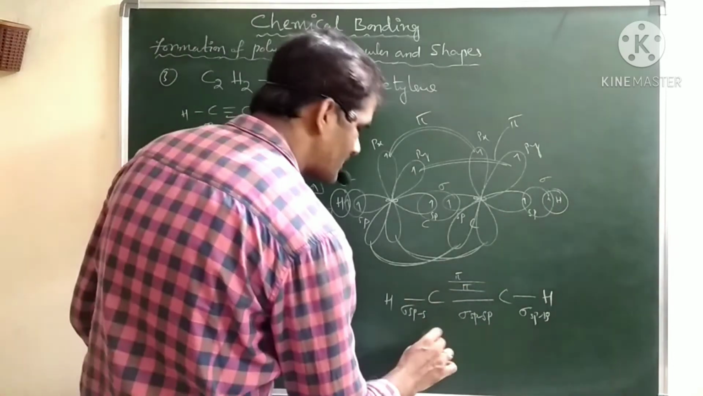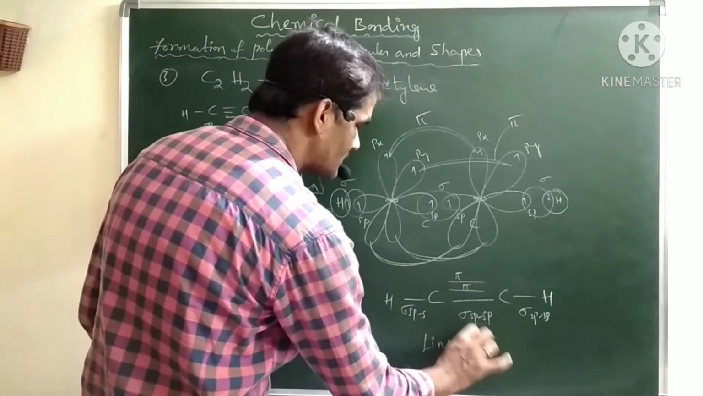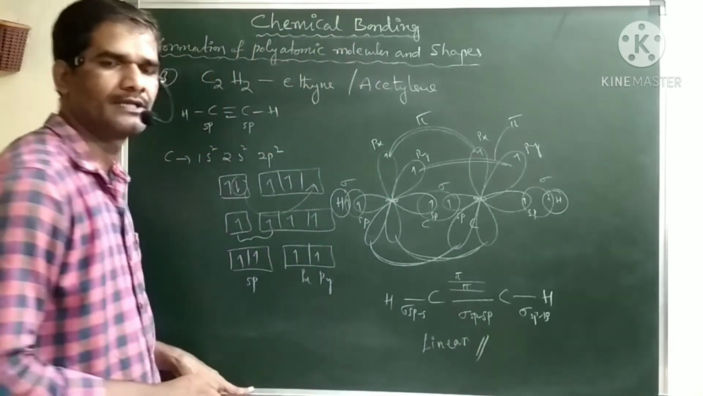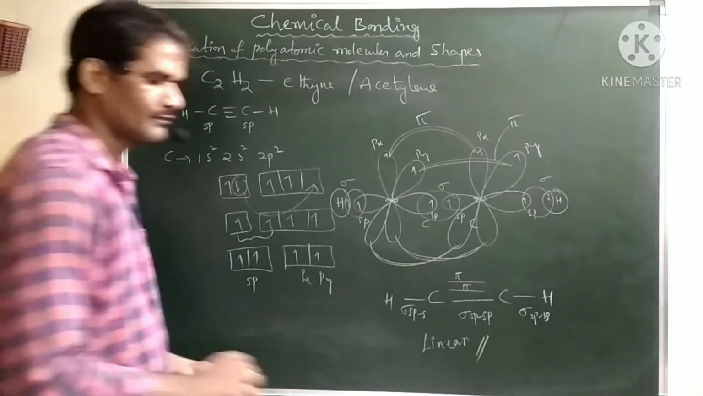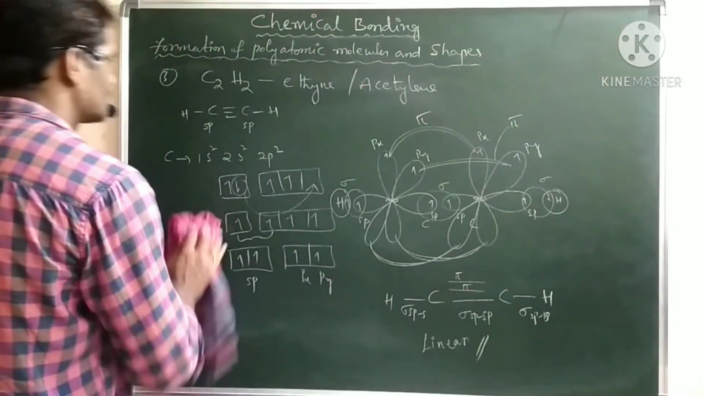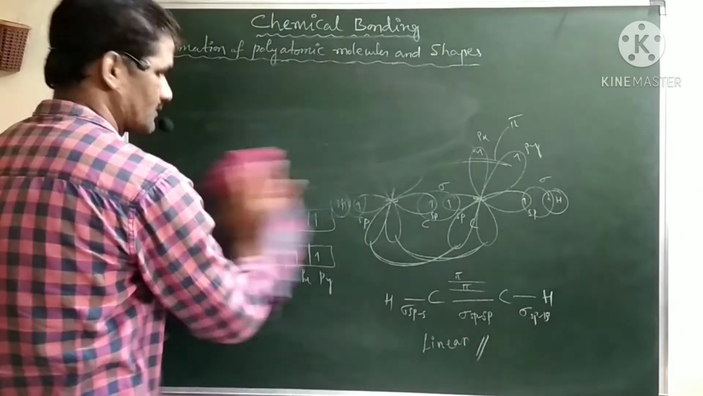Again, sp hybridization, the geometry is linear. For sp hybridization, we have linear geometry. So ethyne is a linear molecule. So this is the formation of these molecules, some organic molecules.